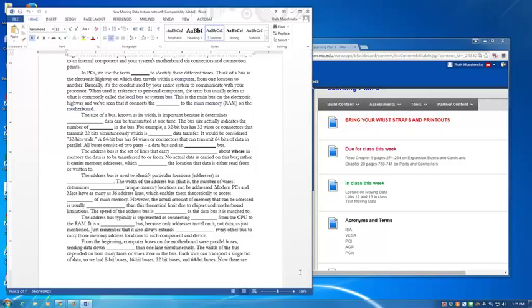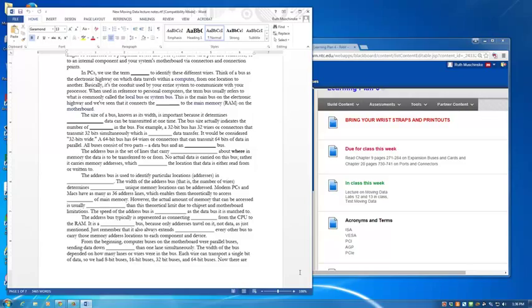The address bus is typically represented as connecting directly from the processor to the RAM. It is a one-way bus because only addresses travel on it, not data, as just mentioned. Just remember that it also extends alongside every other bus to carry those memory address locations to each component and device.